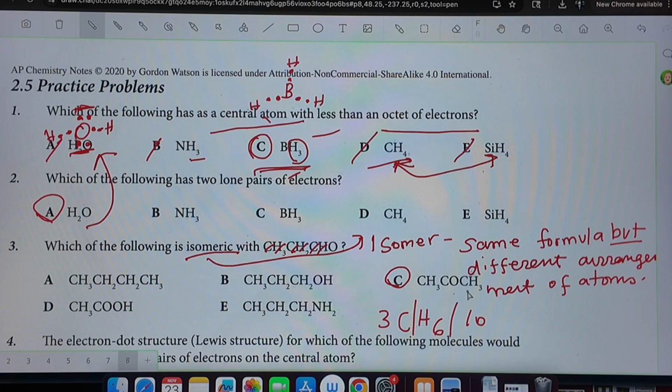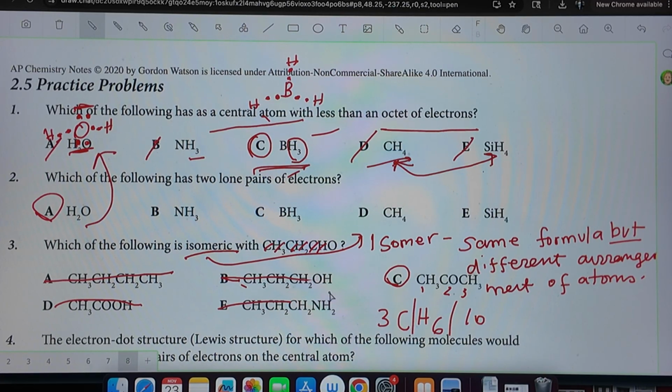This is the only answer that has 3 carbons. 1, 2, 3. Then it has 6 hydrogens. 3 plus 3 is 6. And then 1 oxygen. Oh, this one has 4 carbons, so it can't be this. This one has 2 carbons, so it can't be this. This one has 3 carbons, but it has 7 hydrogens, so it can't be this. And this one has nitrogen, so it can't be this. So moving on.